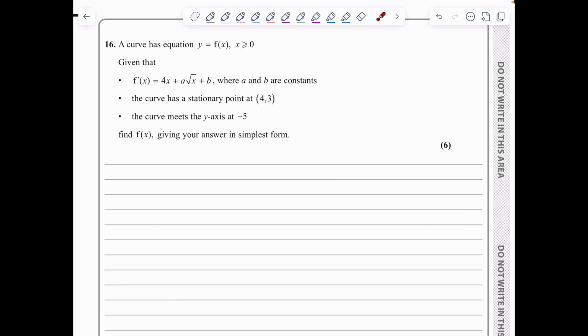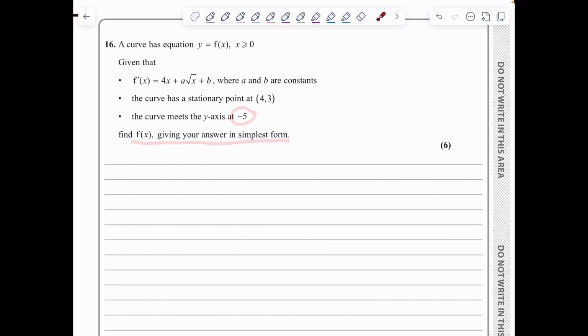In question 16, we've got a curve with equation y is f of x. We are given the expression corresponding to the derivative f dash of x in terms of constants a and b. Additionally, we are told that we've got a stationary point at 4, 3, and we are meeting the y-axis at negative 5, and we need to find f of x, giving our answer in its simplest form.